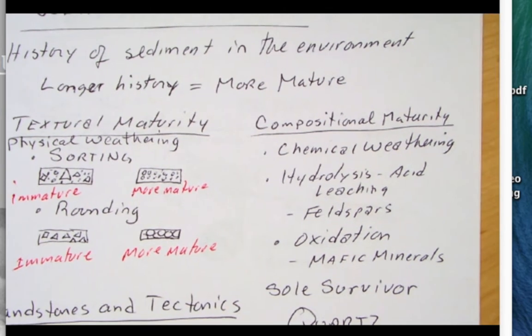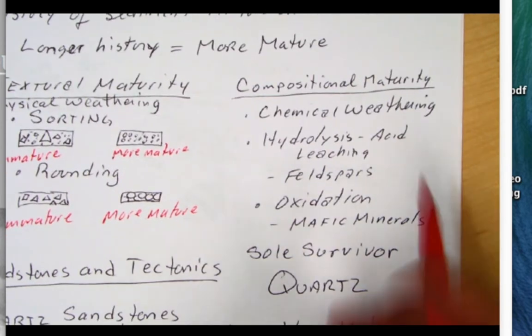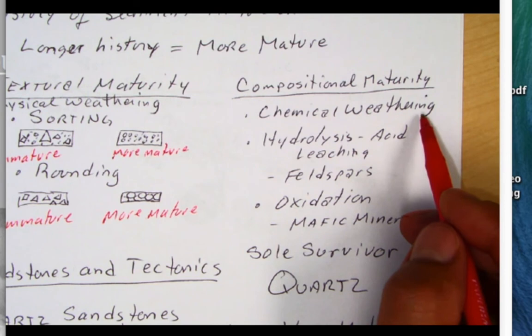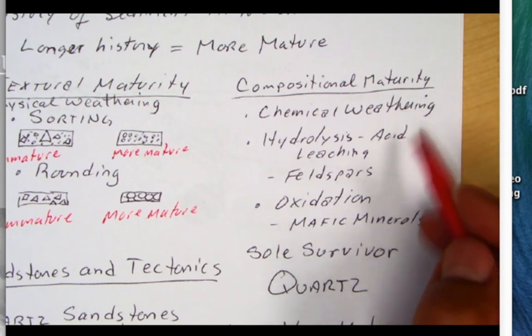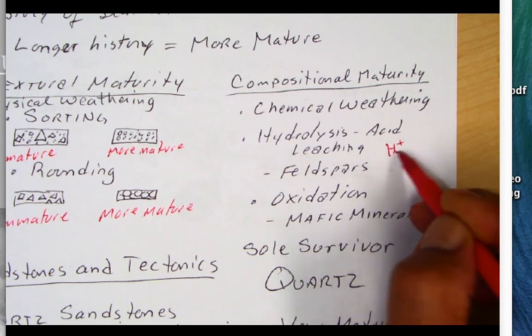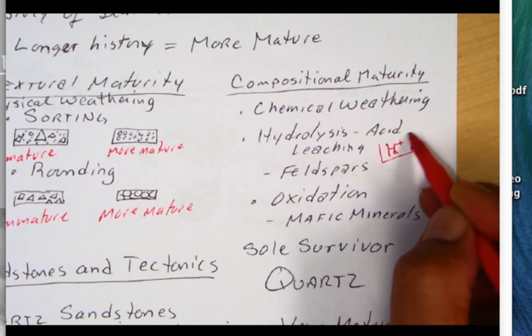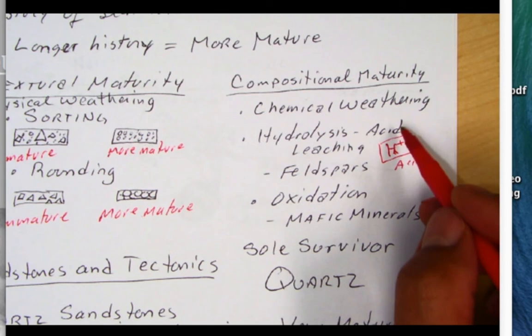Now for composition, here we look at the chemical weathering process. Remember, in chemical weathering, there's hydrolysis, which is basically releasing hydrogen ions. And remember, the definition of an acid is something that releases hydrogen. So basically hydrogen ions, that's acid. So acid leaching of feldspars.